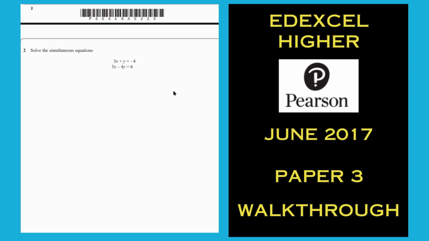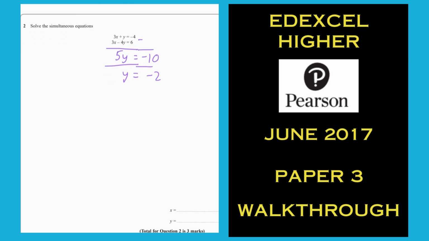Number 2, pretty standard simultaneous equations. Probably the easiest kind if we're honest, because you don't have to double or treble them, because the x's are already the same. They have a 3 next to them. They're both positive, same sign, subtract. So 1y minus 4y gives us 5 of them. And negative 4 minus 6 is negative 10. So our value of y, divide both sides by 5. I get minus 2. Pick either equation. I'm going to pick the top one because it avoids negatives.